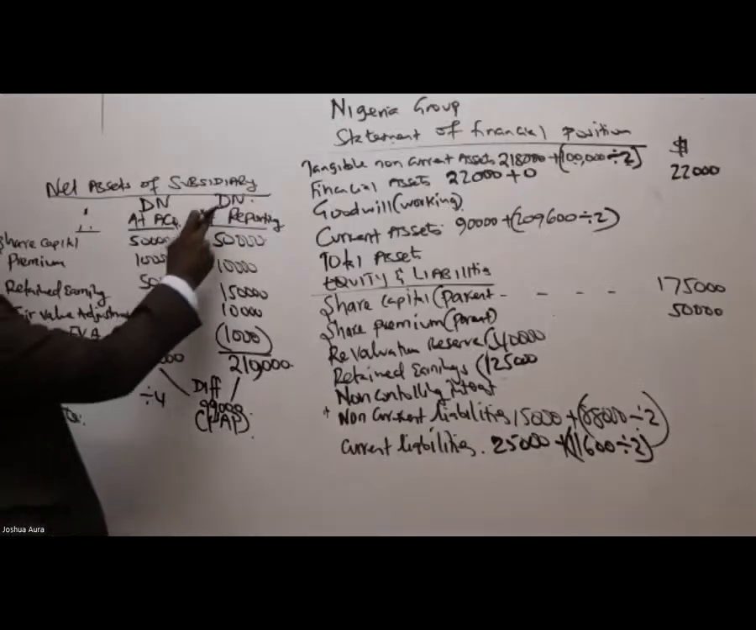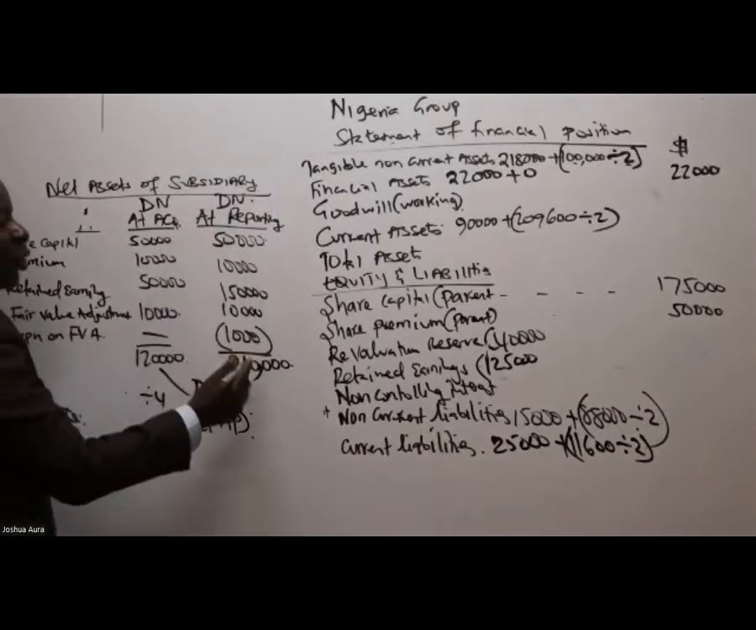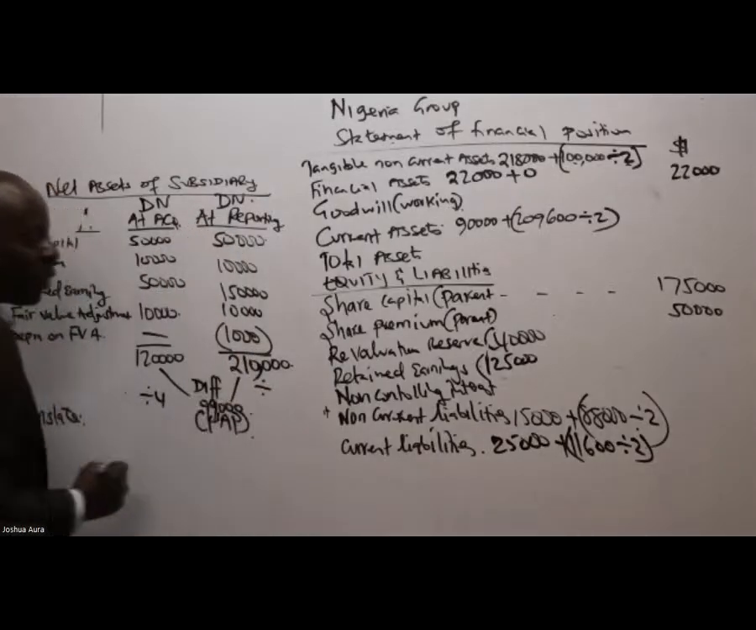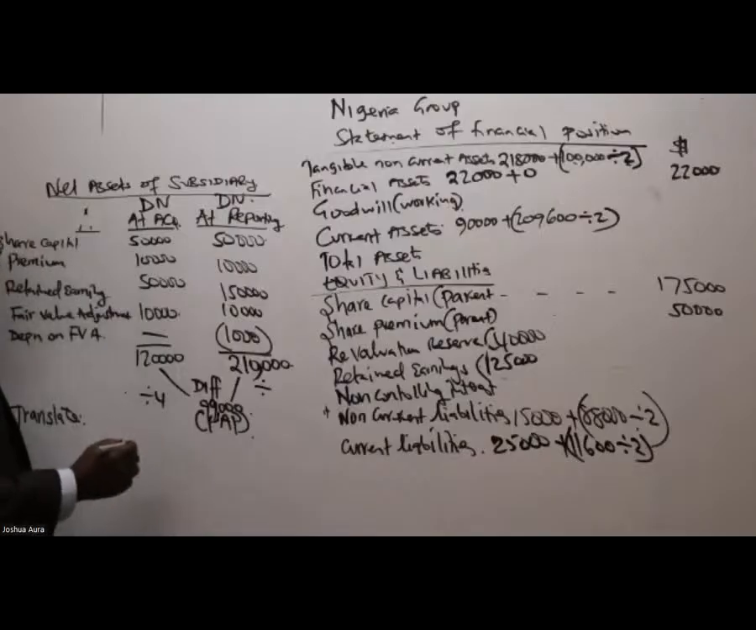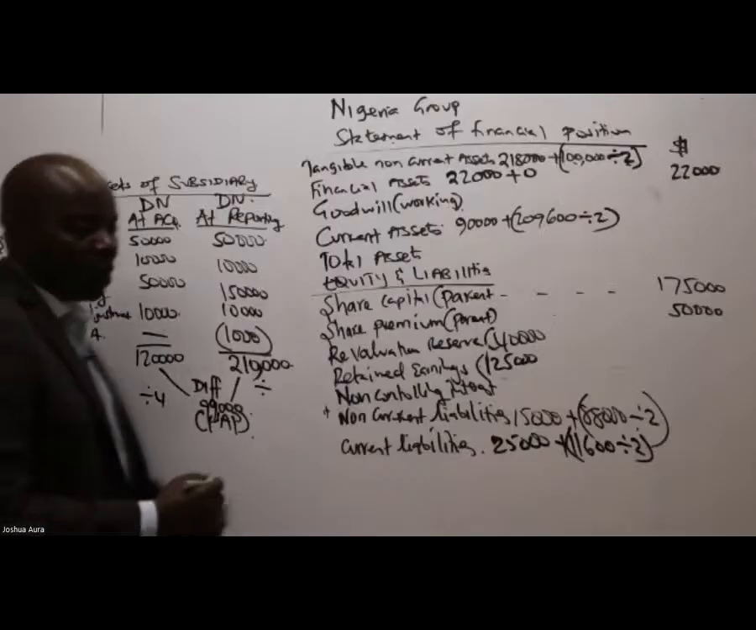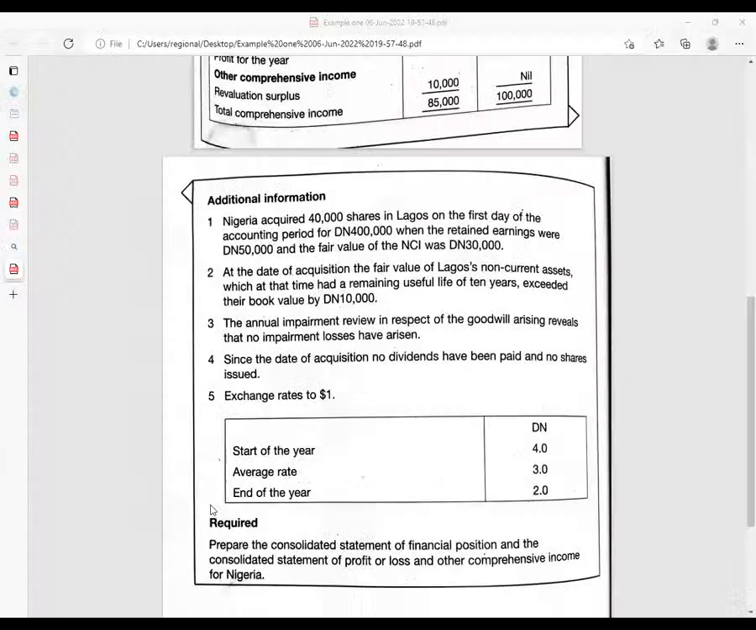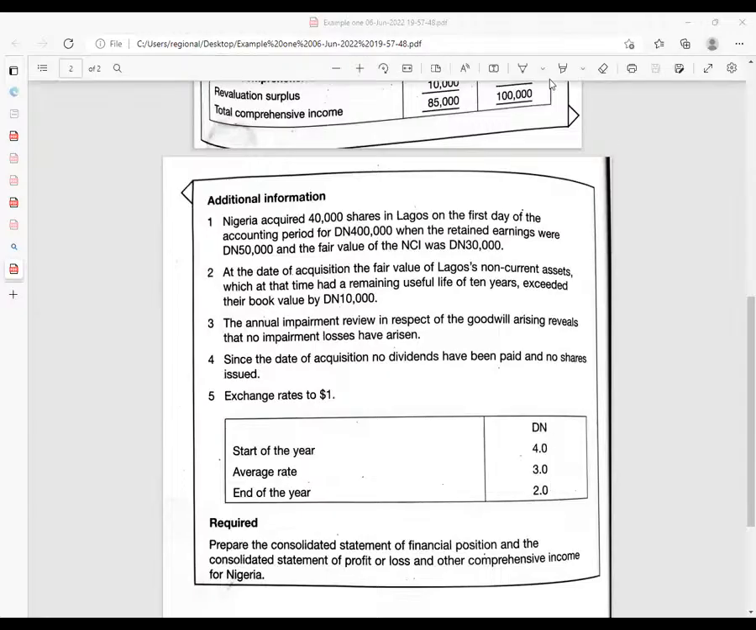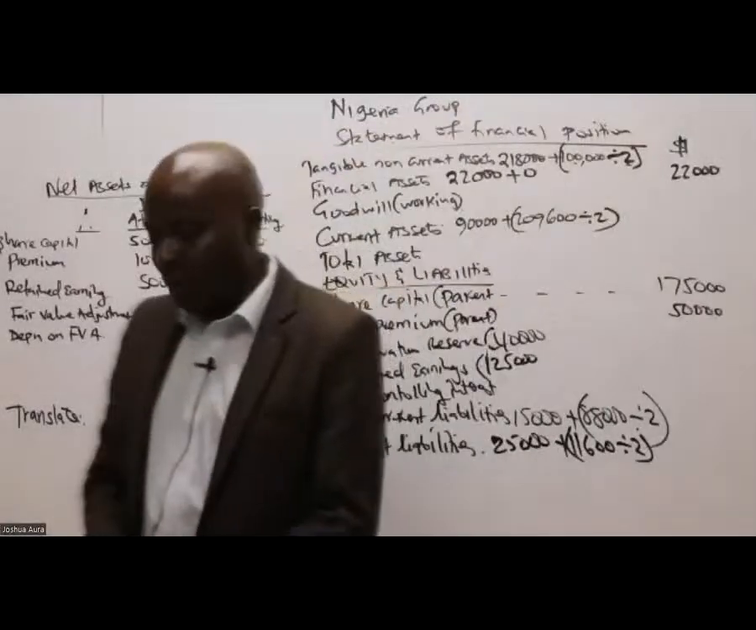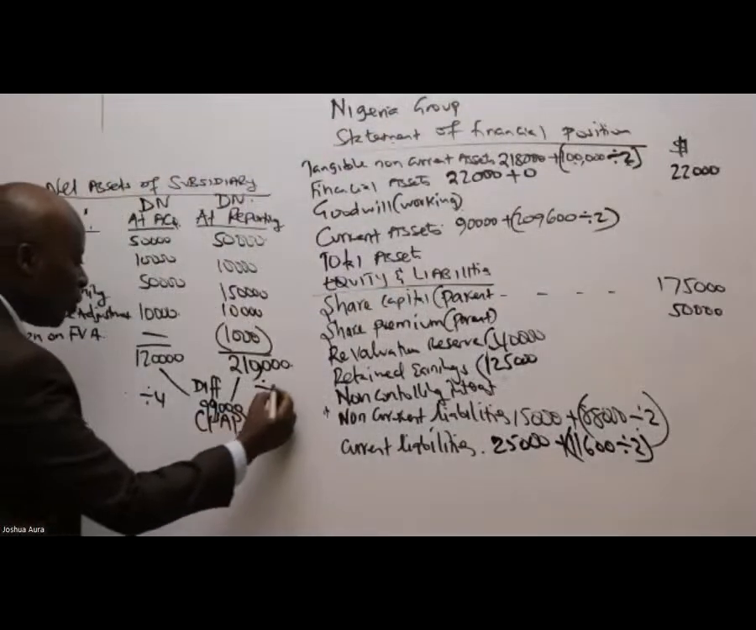And then we have net assets at reporting. For this one, use the closing rate. Do we have the closing rate? Oh, yes, we do. They have given us the end of the year. This is the closing rate. The closing rate is 2.